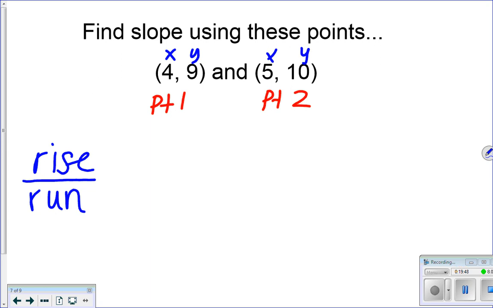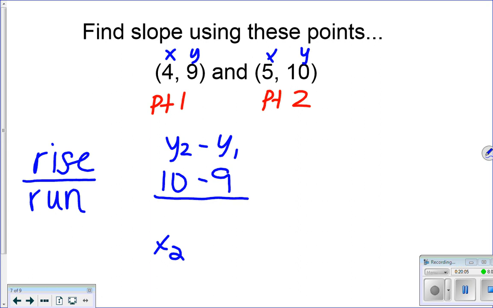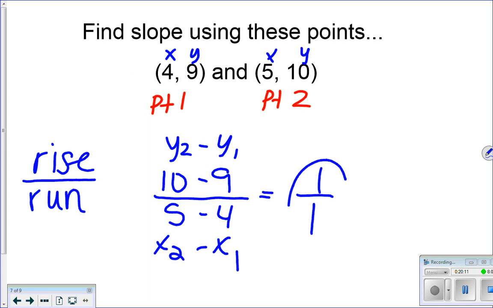Okay, now remember, the first thing I'm going to do is deal with my y's. So what numbers am I going to subtract? I'm going to take y in my second point minus y in my first. And Tessa told me that's 10. And what's y in my first? 9. And my x in my second point is 5, and I subtract the x in my first point, which is 4. So guess what? It's 1 over 1. That is my slope.